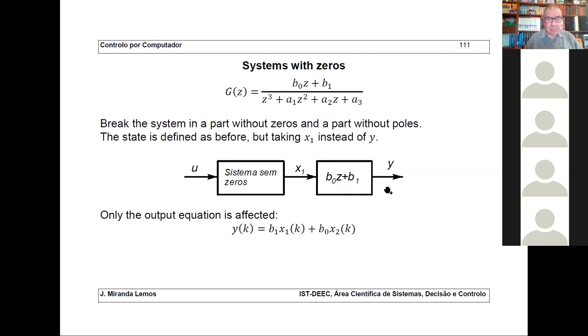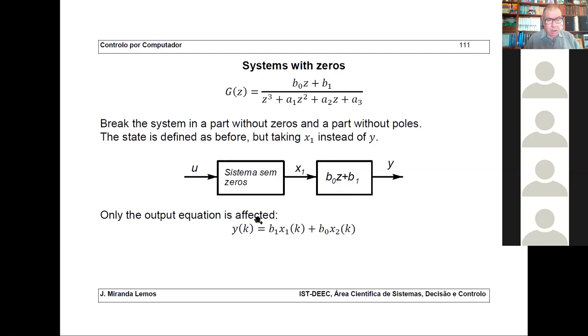But what we are doing is just a mathematical trick. We are not really manipulating this system. So there is no problem that this is non-causal for what we are going to do. Now, we have here x1, which is defined as this transfer function without zeros times u. And we have y, which is this transfer function times x1. So y is b1 x1 plus b0 x2. Remember that x2 is x1 of k plus 1, and b0 z x1, so in time it gives me x2. Okay?